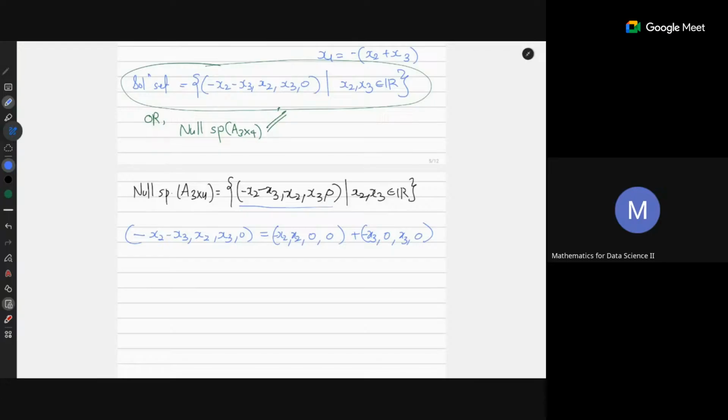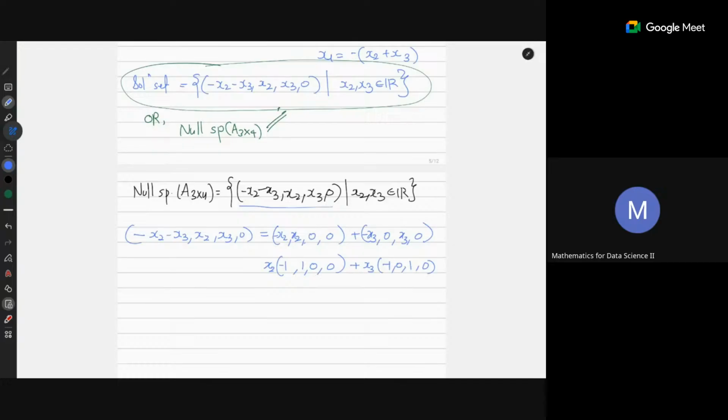So if you add these two vectors, you will get the vector on the left. This is the general form. Now you have obtained two vectors. So what you can do is take x2 out because x2 is the common variable. It's a scalar, just a real number. So it is minus 1, 1, 0, 0. And you can take x3 also out. So it is minus 1, 0, 1, 0.